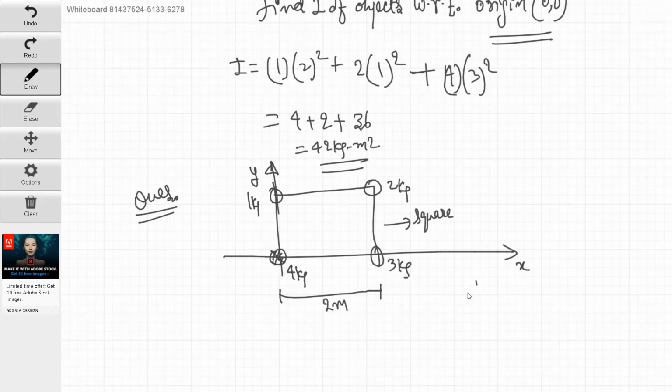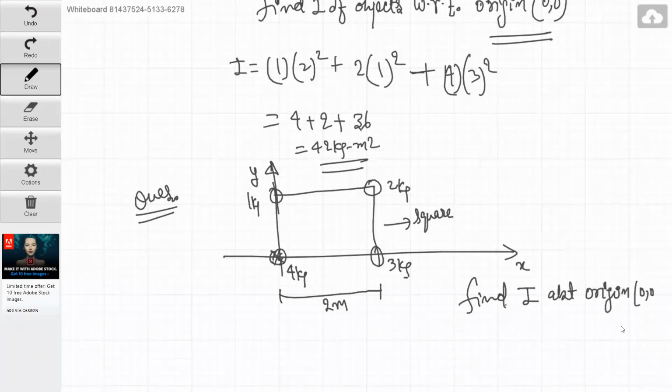This is the origin. Find the moment of inertia about the origin. About the origin. Do it fast. What is the moment of inertia about the origin? Do it.